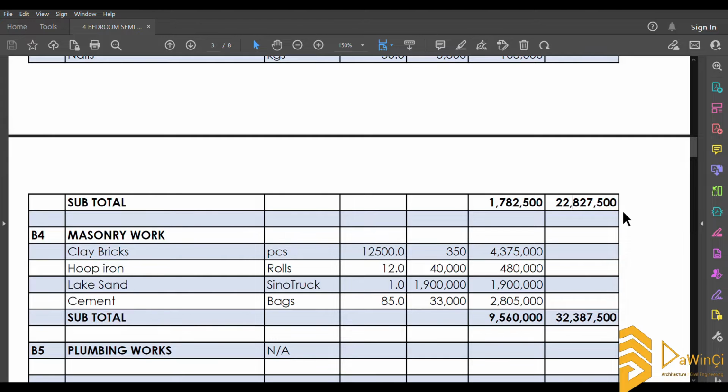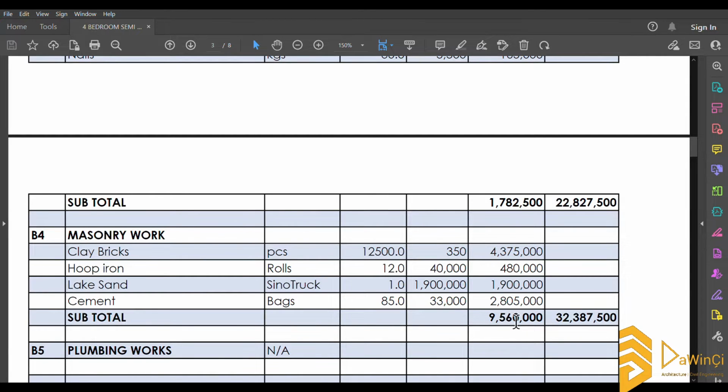So anyway, going forward to B4, B4 is actually masonry work. So for masonry work we have clay bricks, we have the hoop iron, whose role I've already explained, we have lake sand, we have cement, and then the total we have for that is 9.56 million.